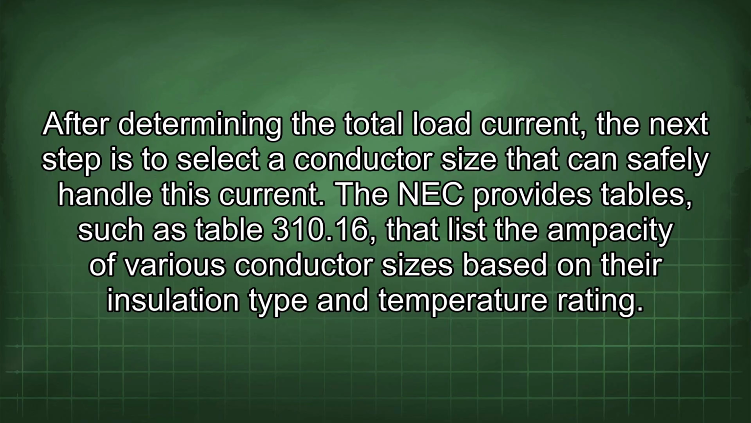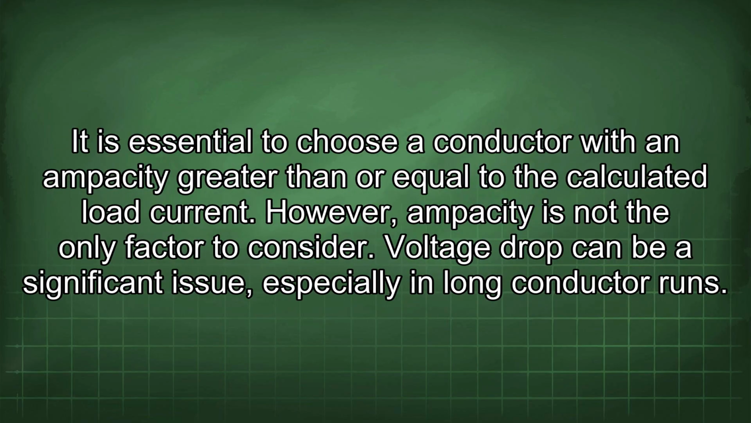current. The NEC provides tables, such as Table 310.16, that list the ampacity of various conductor sizes based on their insulation type and temperature rating. It is essential to choose a conductor with an ampacity greater than or equal to the calculated load current. However, ampacity is not the only factor to consider. Voltage drop can be a significant issue, especially in long conductor runs.